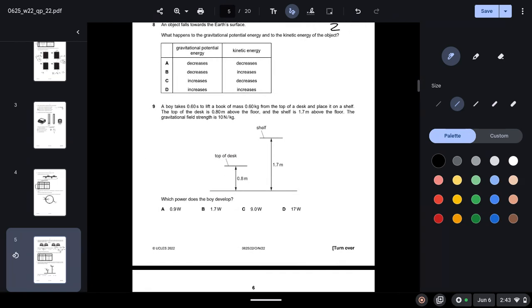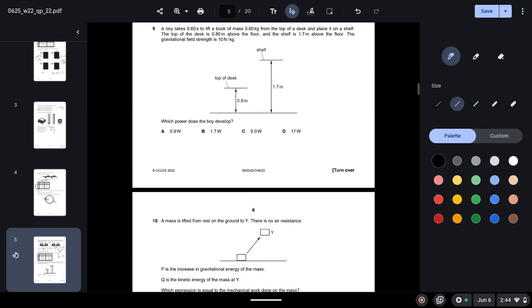Question 8. An object falls towards the Earth's surface. What happens to the gravitational potential energy and to the kinetic energy of the object? So an object is in the air and it is falling towards the Earth's surface. So as it goes down, the gravitational potential energy would decrease because it is losing height and it is gaining speed. So the kinetic energy would increase. So B is your answer.